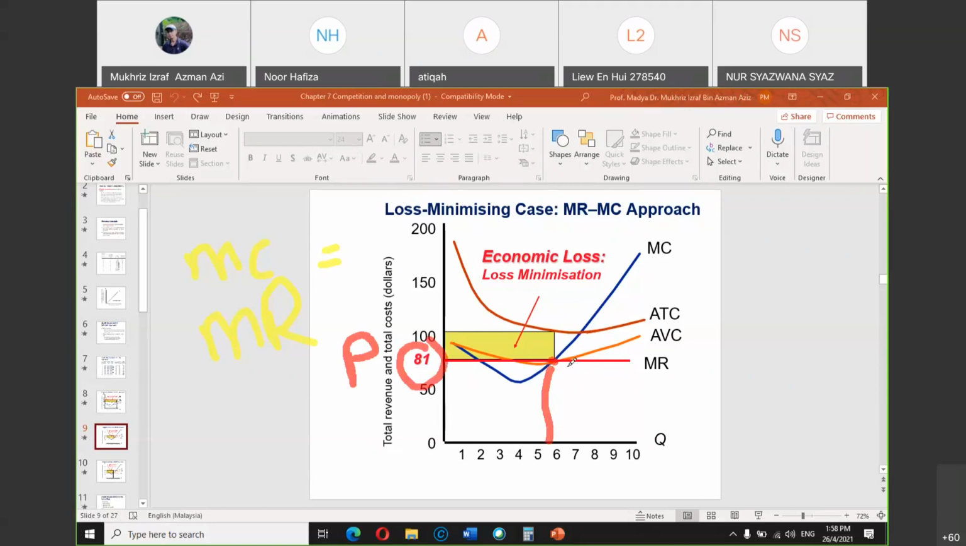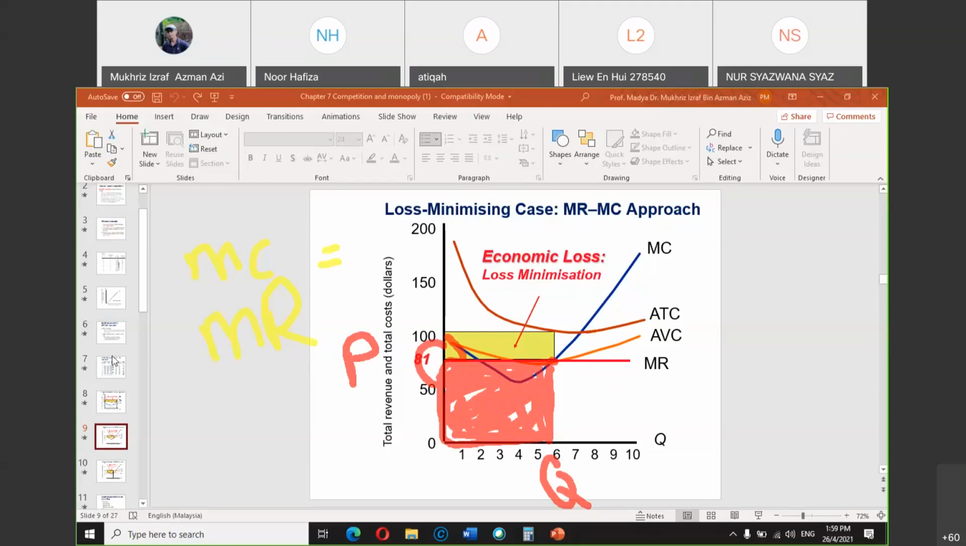So P times quantity. This red area will be the total revenue area. Meaning P times quantity gives you total revenue. How about the total cost?